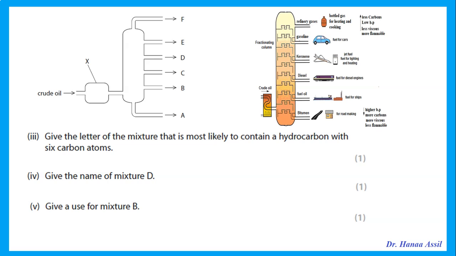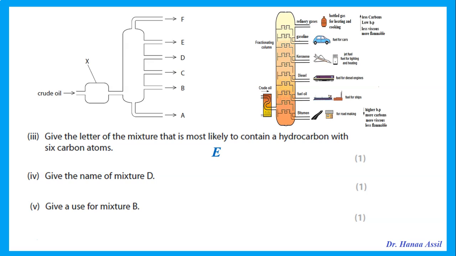But if I'm looking for something with 6 carbon atoms, then it is probably the next fraction, which is gasoline, which the question says is E. So remember, the refinery gases have 5 or fewer carbons, and as we go down, they have more and more carbons, so something that has 6 would be the gasoline.